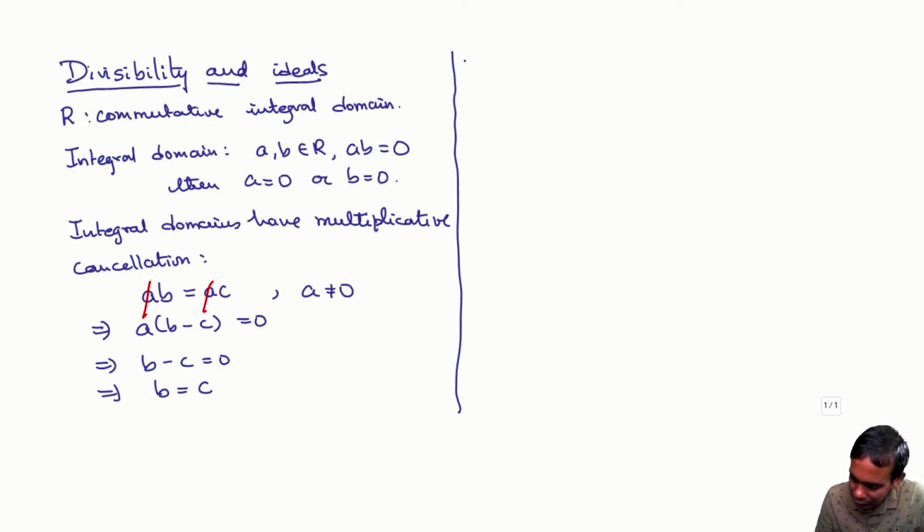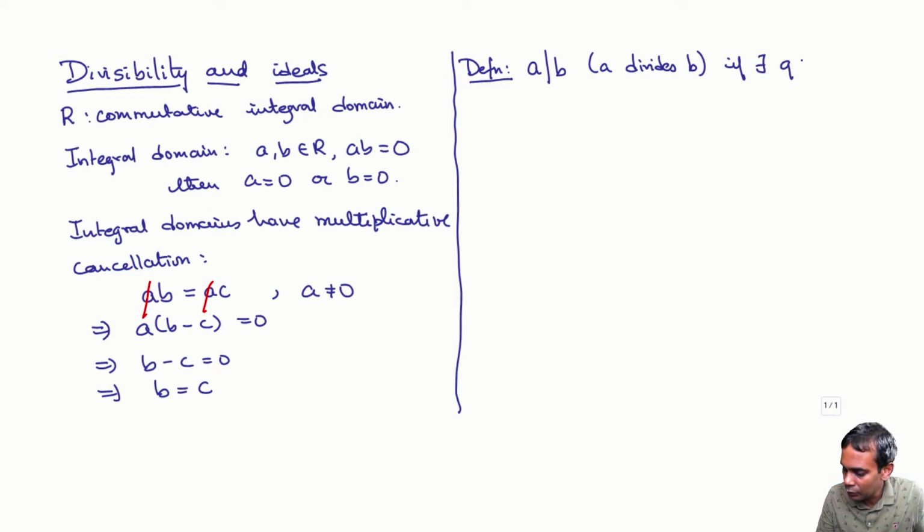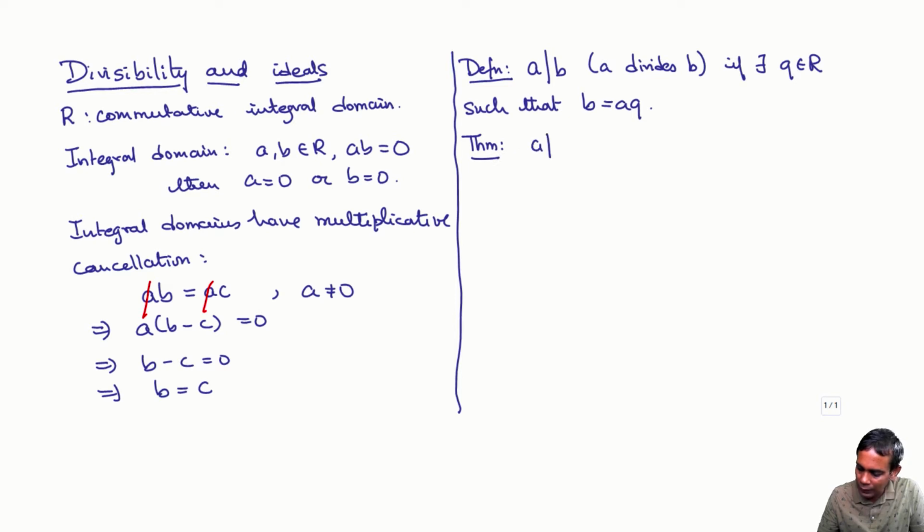Okay, now let's define divisibility. So if a and b are in R, we say that a divides b, and we write it with this vertical line just like in integers, if there exists an element q in R such that b is equal to aq. Okay, so in terms of ideals, this has a very simple interpretation. a divides b if and only if the ideal generated by a contains the ideal generated by b.